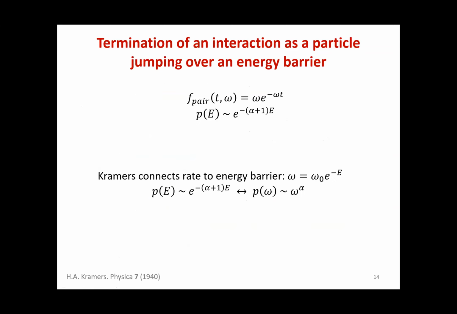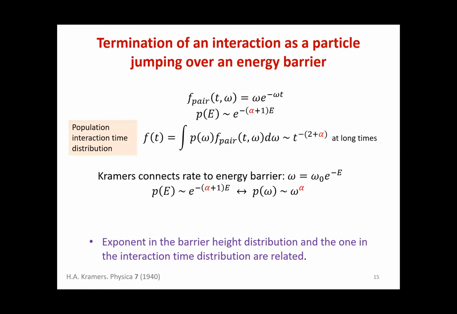Now we have an exponential pair interaction time distribution and an exponential energy barrier distribution. By using Kramers' rate formula shown here, we can calculate the population interaction time distribution F of t, which turns out to be a power law at long times. This is actually what we observe in the experiment. Note that the exponent in F of t is related to the exponent in P of E.